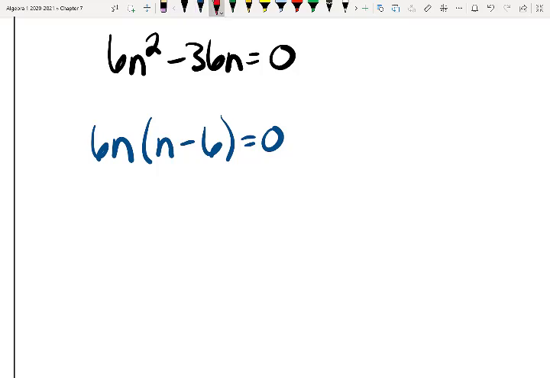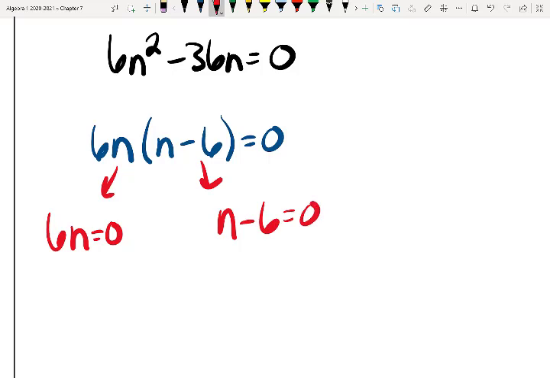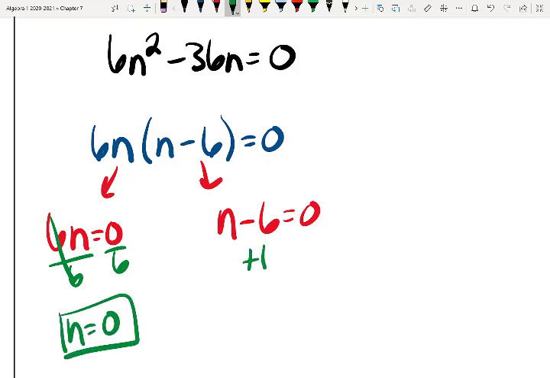From here, again, I'm going to set each of my factors equal to 0. So 6n equals 0, and n minus 6 equals 0. Then I'm going to solve for n. Divide by 6 on both sides to get 0 for my first solution. Add 6 on both sides to get n equals positive 6.